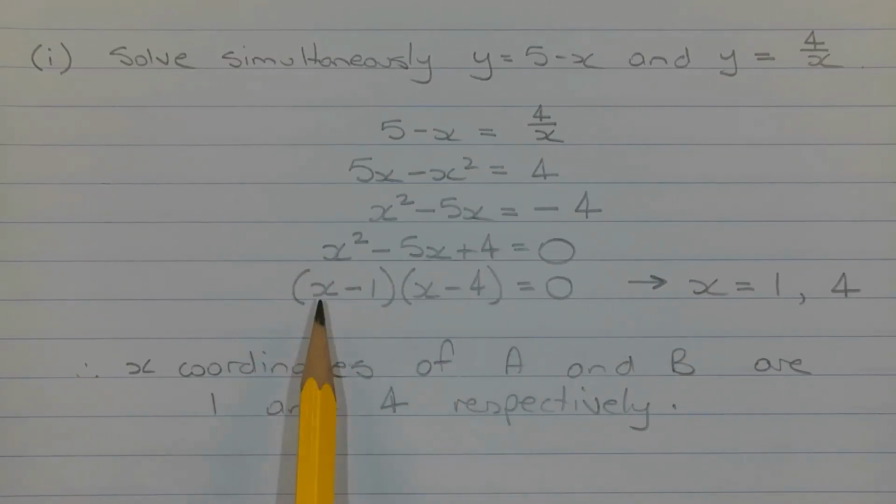Factorising the left hand side, we get x minus 1 in brackets times x minus 4 in brackets equals 0. And by the null factor theorem, we form this solution: x equals 1 or x equals 4. Therefore, the x coordinates of A and B are 1 and 4 respectively because point B is to the right of point A.